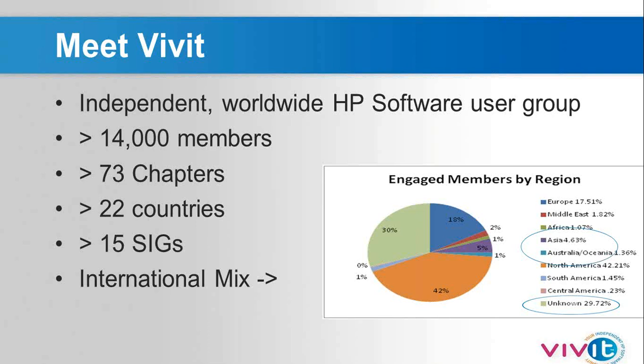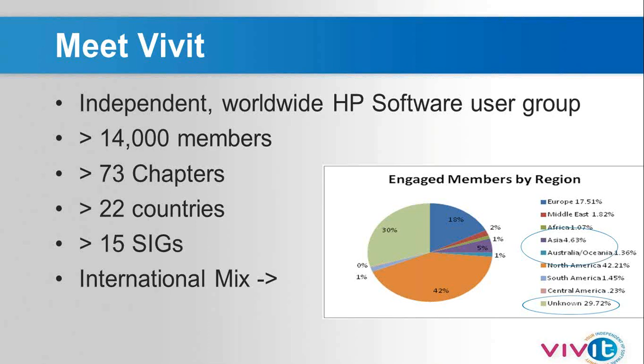It's interesting to know that half of our members are practitioners and half of them are decision makers, and that relates to the different kinds of special interest groups we have. We have interest groups more related to decision makers, as well as interest groups more related to application owners and application configuration members. Most importantly, Vivit is a platform in which HP partners and customers can relate, have a conversation, and share knowledge and practice.